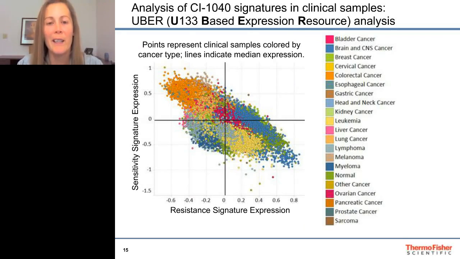So again, I'm going to highlight our Uber analysis here as an example of what we would do in clinical populations analysis using these custom transcriptional signatures. And so now on the y-axis, I've put our CI1040 sensitivity signature expression. And on the x-axis, I have the CI1040 resistance signature expression. Again, each of the points on this graph represents a clinical sample that is colored by cancer type. And the lines on the graph indicate pan-cancer median expression of our CI1040 sensitivity and resistance signatures.